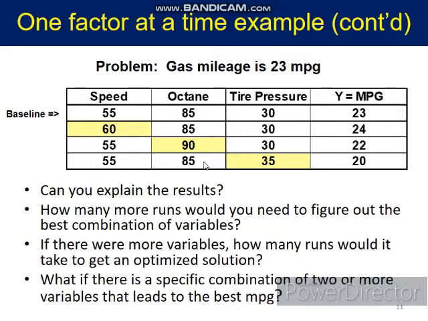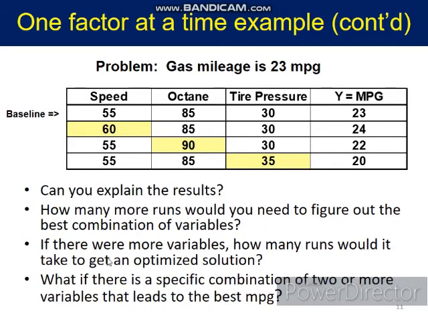But if you look at this, there are many other combinations of variables that you have not run. You don't know what might happen if you set, for example, speed at 60, octane at 90, tire pressure at 30. You don't have that data. So if you want to repeat those experiments, you have to run a whole set of experimentations. You set speed at 60, and then you change the octane at 90, tire pressure at 30. Then you have another setting where you have a speed at 60, octane at 90, and tire pressure at 35, so on and so forth.